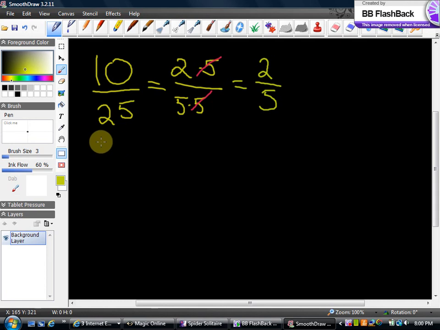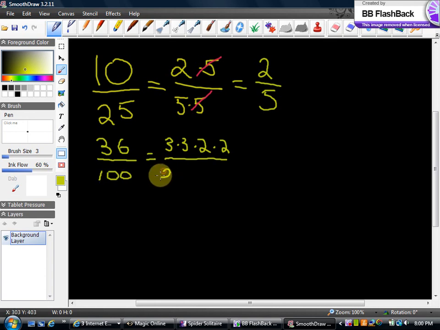And this is going to work for any type of number combinations we do. So if we had 36 on top, and on the bottom we had 100. Well, 36 is 9 times 4, which is 3 times 3 times 2 times 2. And 100 is a 10 times 10, which is a 2 times 5 and a 2 times 5. So you might have seen that 4 goes into both of them, but if you just start with this, then we can just say the 2s go away, the 2s go away. My answer for reducing is 9 over 25.